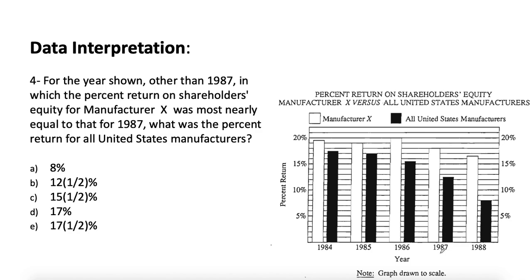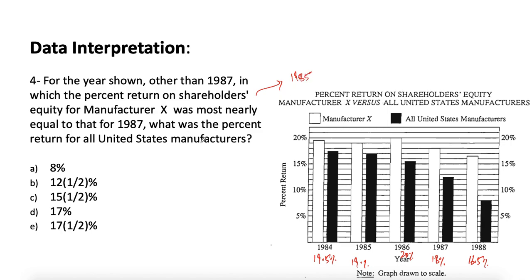So for better understanding, let's write that down in percentages. So this is around 16.5%, and this is around 18%, and this is 20%, this is 19%, and this is something around 19.5%. So if we see closely, we can see that for 1985, the percent return for manufacturer X is very close to that of the percent return of manufacturer X in 1987. So we have the first part, and that is 1985.